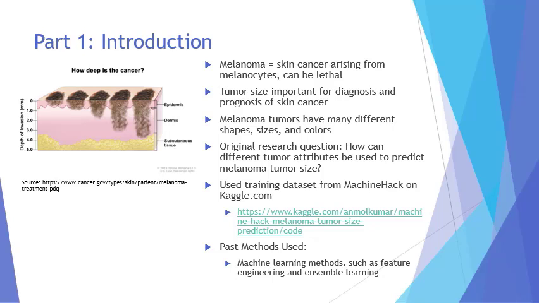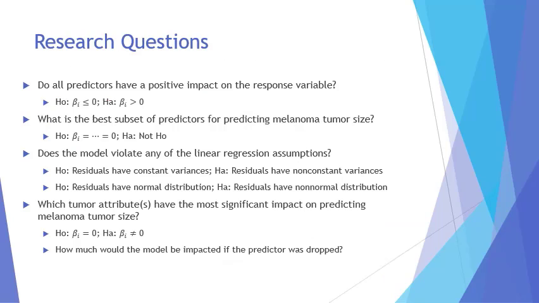Winners of this hackathon used machine learning methods such as feature engineering and ensemble learning to approach the problem. My specific research questions for this project include: do all predictors have a positive impact on the response variable, and what is the best subset of predictors for predicting melanoma tumor size?